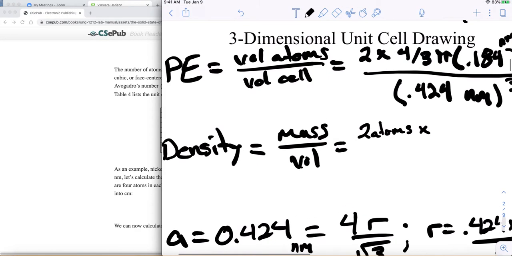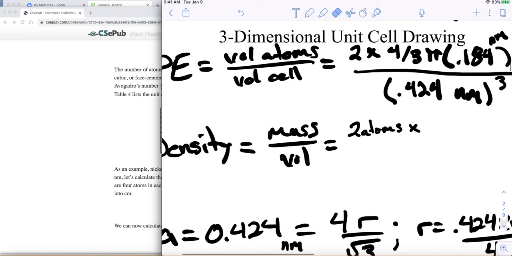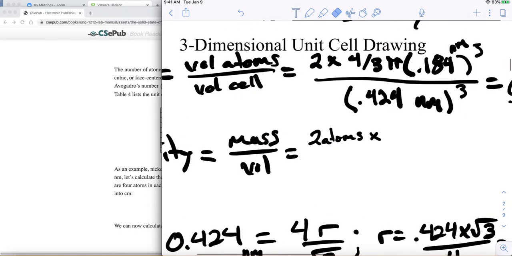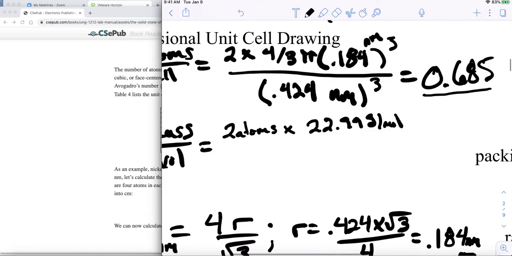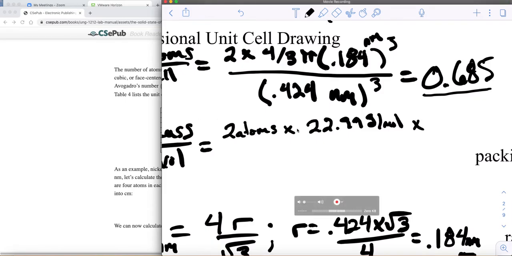22.99, so 2 atoms times 22.99 grams per mole. And let me rewrite that a little bit clearer, so it shows up a little bit neater here. So 22.99 grams per mole. Then times one other thing, because if I'm looking at my units, I have 2 atoms times something that has units of grams over moles. My units are all over the place here, right?